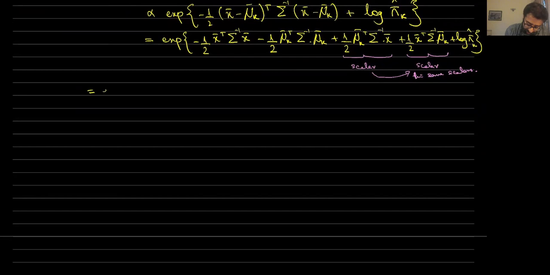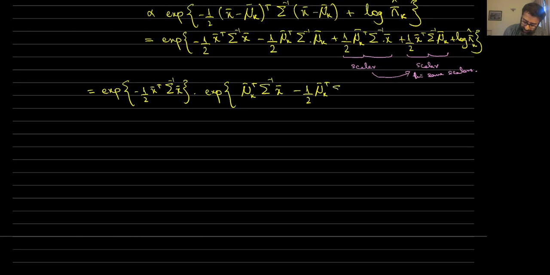So let me then pull out the exponential term with minus half x transpose sigma inverse x outside. And then this is e raised to power. So this plus this, we get rid of the half, right? So this will just be mu k transpose sigma inverse times x, and what remains is minus half mu k transpose sigma inverse mu k plus log of pi k.